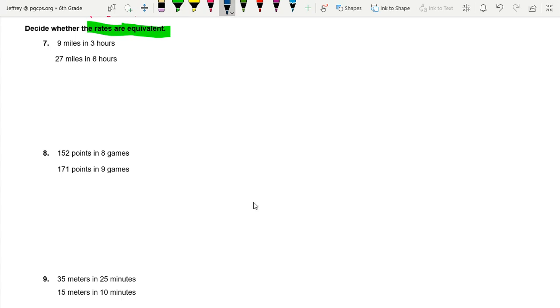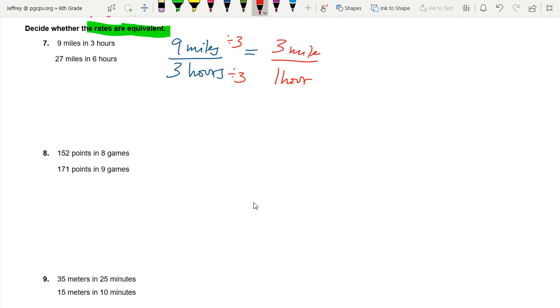So I'm going to write this out as a rate, 9 miles for 3 hours. Now, if I get the unit rate for this one, what would this be? Yep, this would be divided by 3 and divided by 3 because we get 1 hour as your denominator. So 9 miles divided by 3, that will be 3 miles in 1 hour.